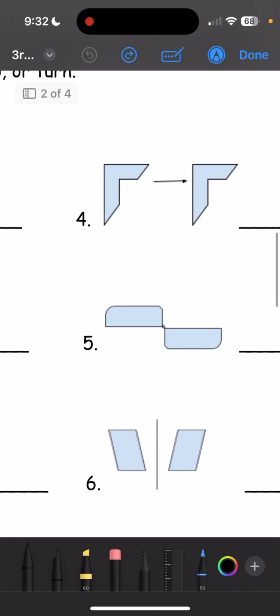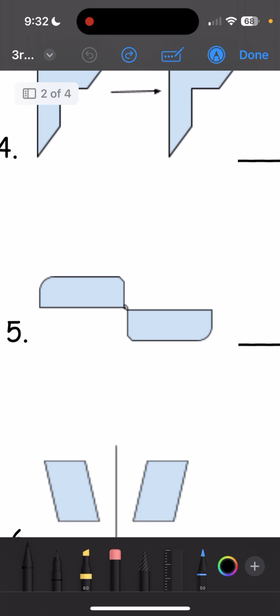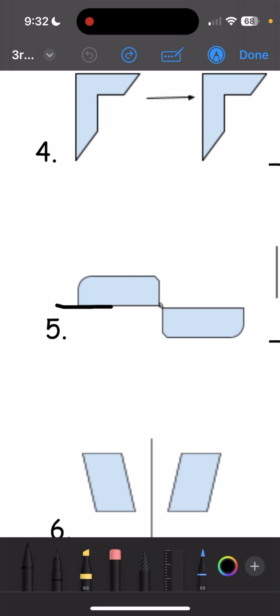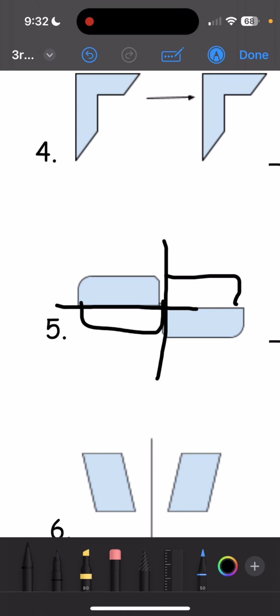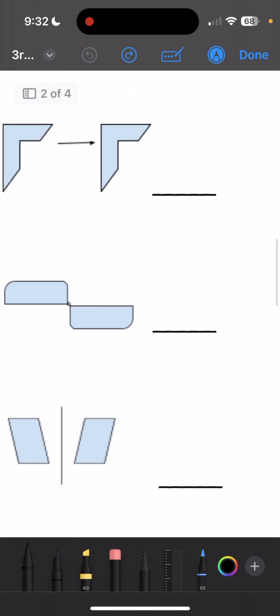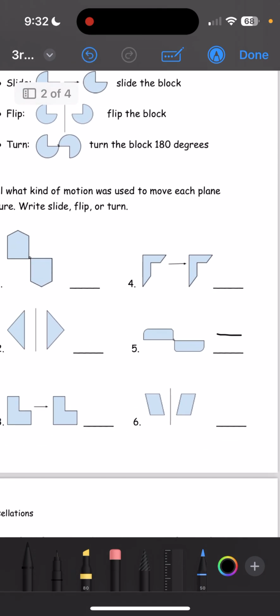Number 5, we know that it's not a slide because it would either be here or here. However, it is not there. And this would also not be flip, because if you flip over this line, it would become like that. And if you flip over this line, it would become that. So this would be turn.